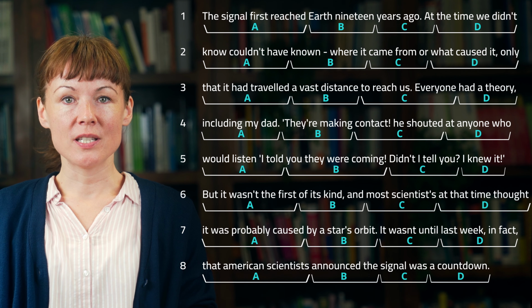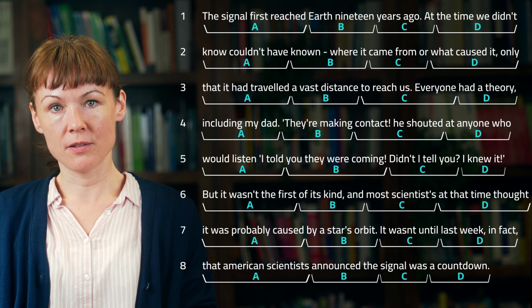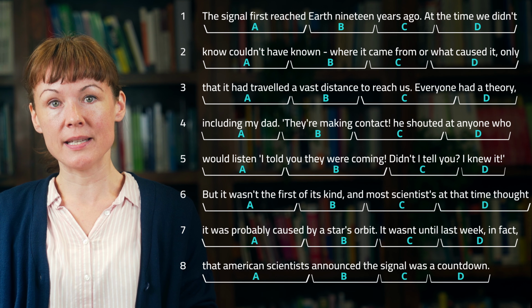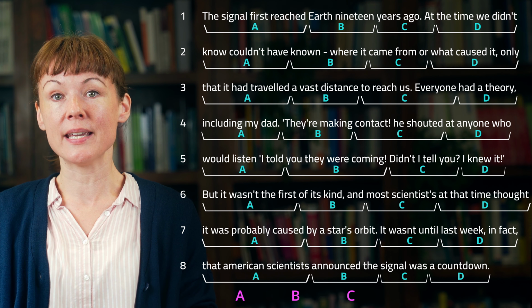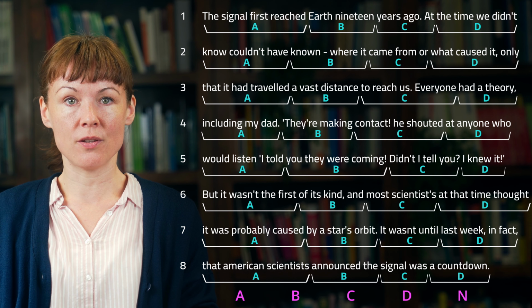Now, this passage is split up into lines, and each line is divided into 4 boxes. All you have to do is to figure out whether the mistake on a particular line is in box A, B, C, D, or none of these, because some lines might not have any mistakes on them.